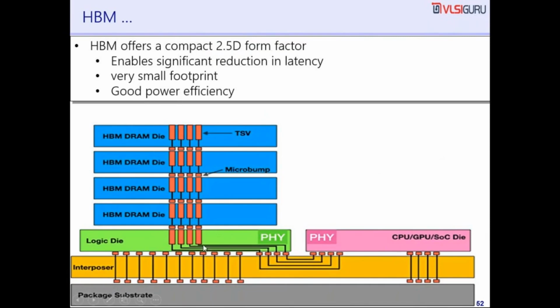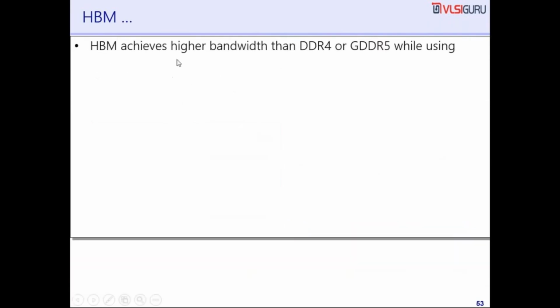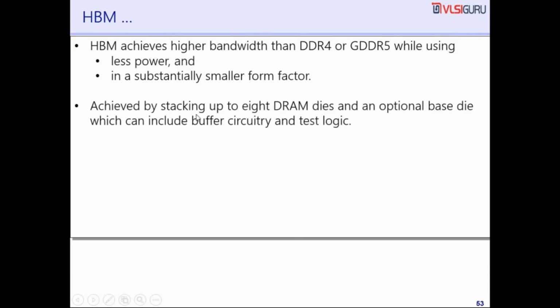Because of the reduced length, the voltage drop is smaller, and it essentially leads to improved power efficiency. Now, HBM achieves higher bandwidth than DDR4 and GDDR5 while using less power in a substantially smaller form factor. These are achieved by stacking up to 8 DRAM dies. Essentially, HBM is a DRAM only. At its fundamental storage level, it's a DRAM only.